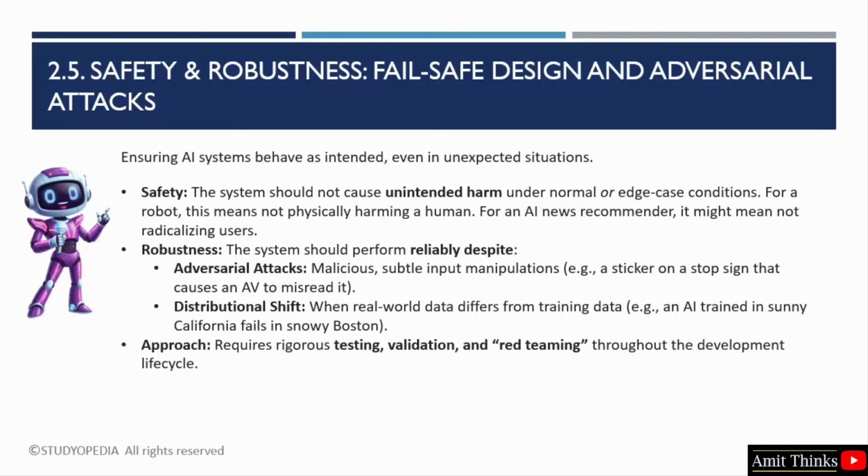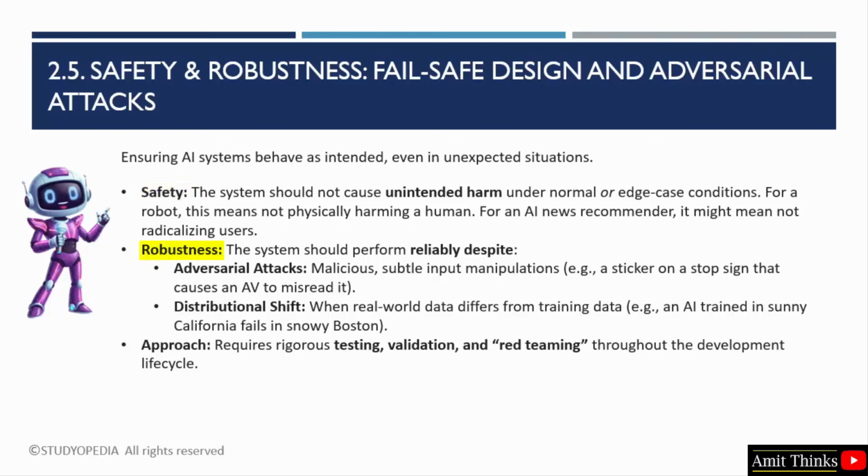The fifth is safety and robustness, fail-safe design and adversarial attacks. AI systems must behave reliably even in unexpected situations. The first one is safety. Systems should avoid harm in both normal and edge cases. For robots, this means no physical harm. For AI recommenders, avoiding user radicalization.